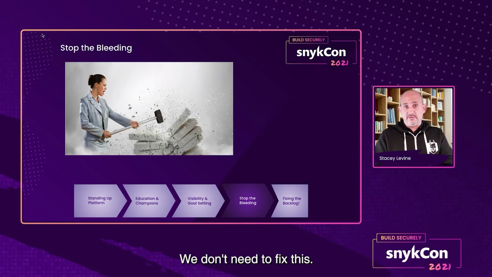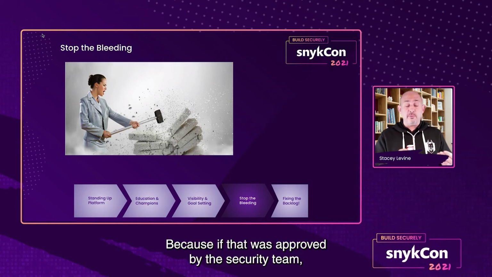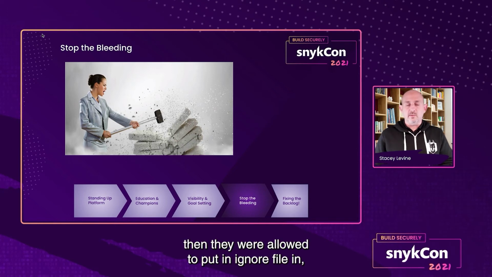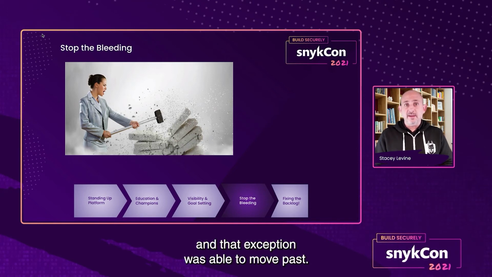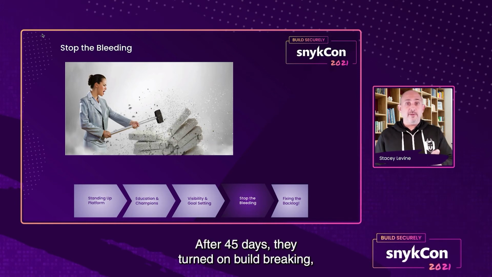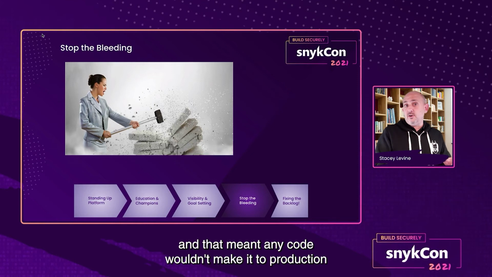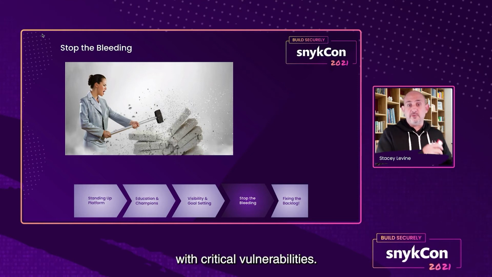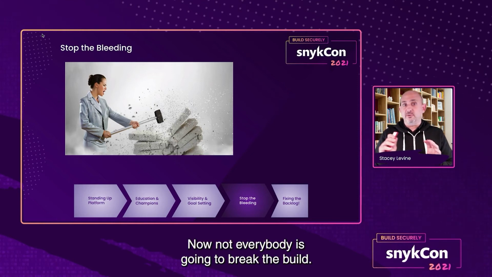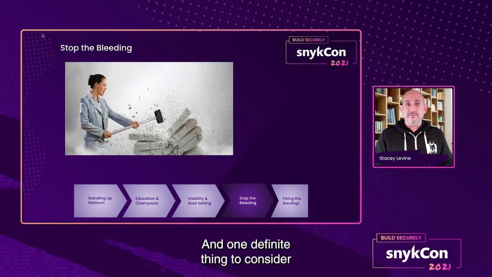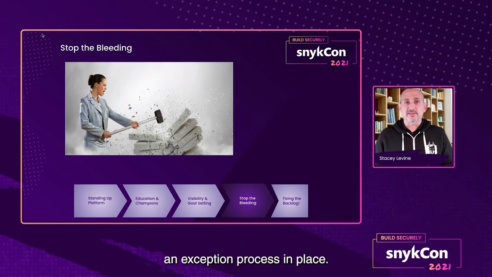We don't need to fix this because if that was approved by the security team, then they were allowed to put an ignore file in, and that exception was able to move past. After 45 days, they turned on build breaking, and that meant any code wouldn't make it to production with critical vulnerabilities. Now, not everybody is going to break the build, and one definite thing to consider if you do go this route is to have an exception process in place.